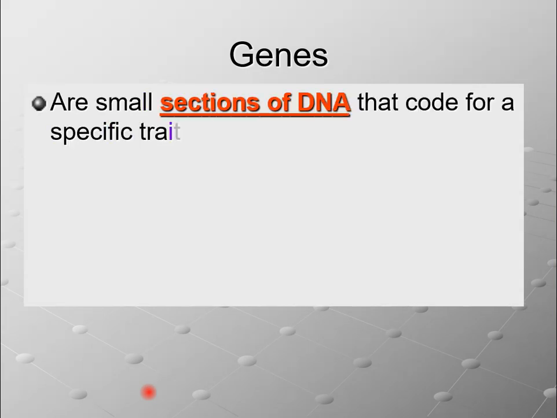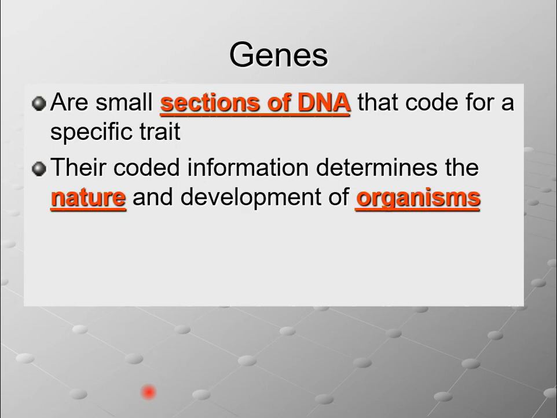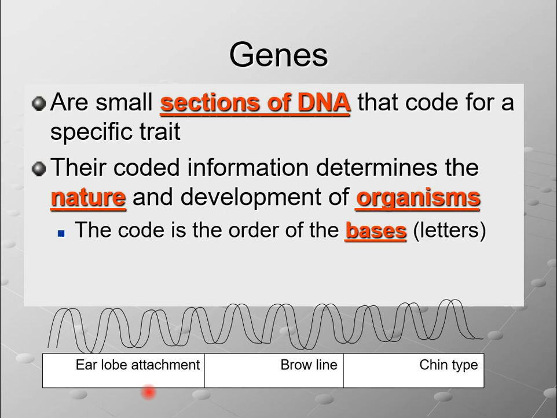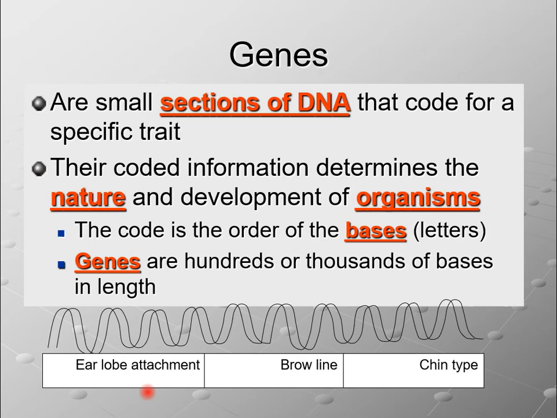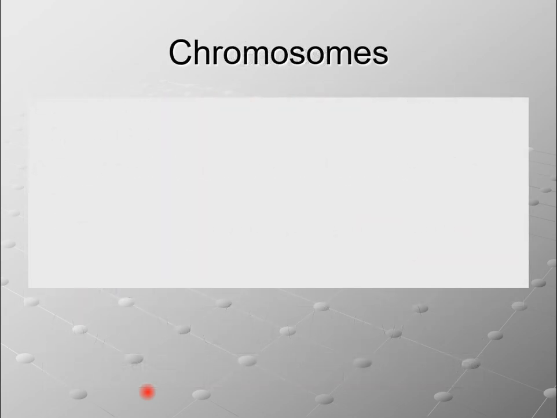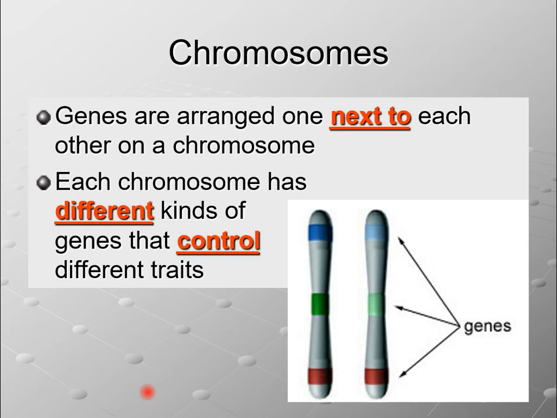What are genes? Genes are small sections of DNA that code for a specific trait. كل جين يكون إلى كود على صفة معينة من الصفات. Their coded information determines the nature and development of organisms. The code is the order of the base letters, and each gene is hundreds or thousands of bases in length. Chromosomes I'll talk about later in detail, and some diseases are related to chromosomes, but for now I just want you to know genes are arranged one next to each other on a chromosome. Each chromosome has different kinds of genes that control different traits.